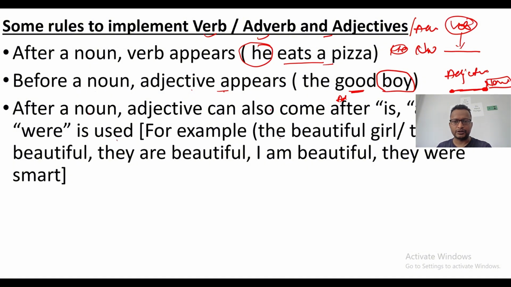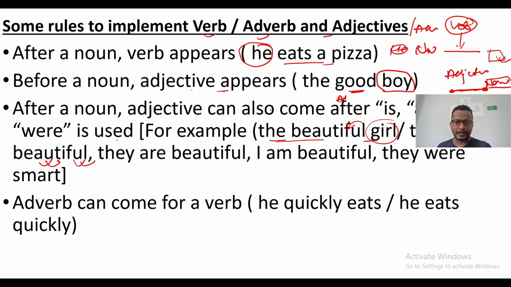And then adjective can also come after is, are, am, where they are used. For example, the beautiful girl. This is also correct. The girl is beautiful. This is also correct. See, this is noun. Before a noun, adjective can come, and then the adjective can also come after is, are, am. So the girl is beautiful. This is a noun. After that, is, am, are is there, and after that the adjective can come. So if there is is, am, are, and there is a blank, adjective can also come. Okay, and then adverb comes in front of or after the verb.